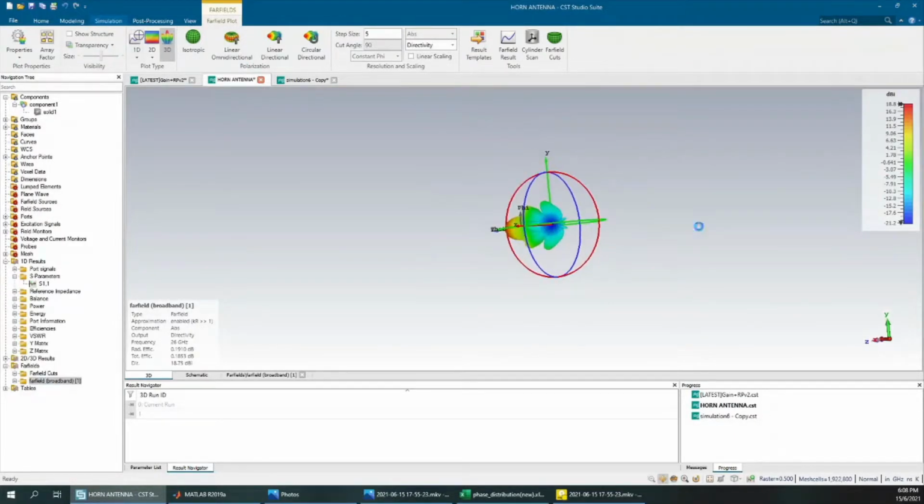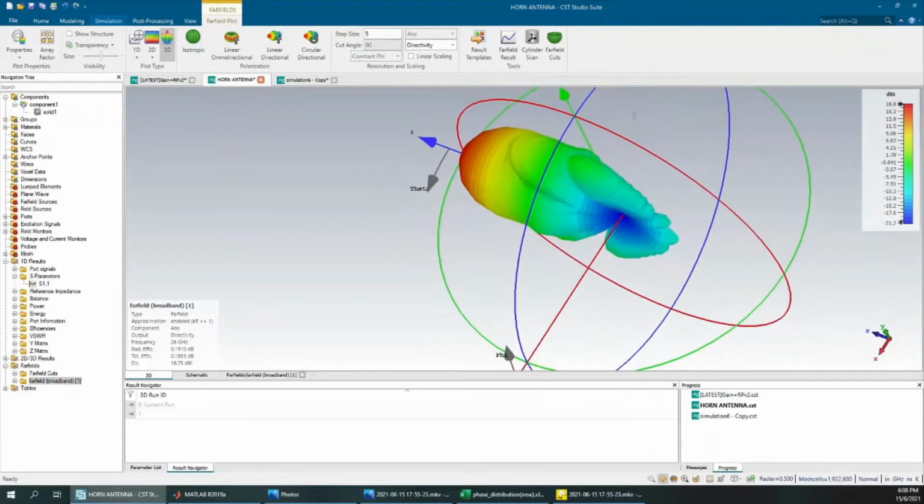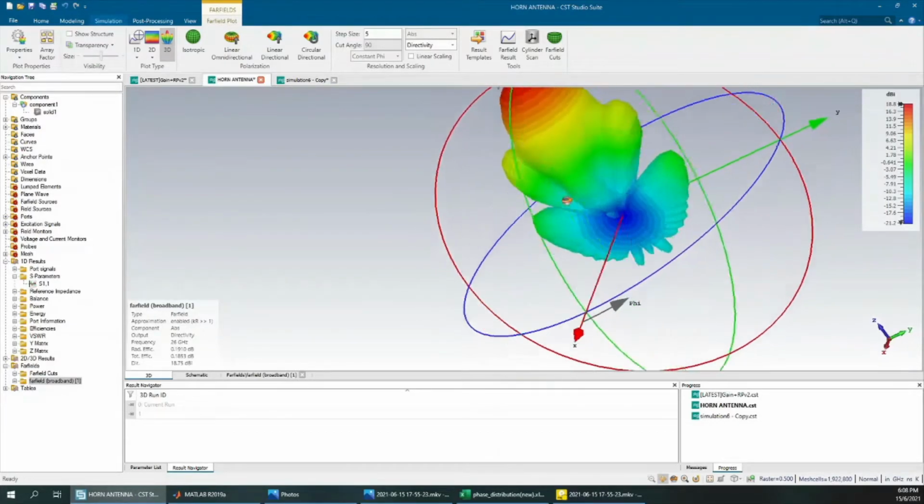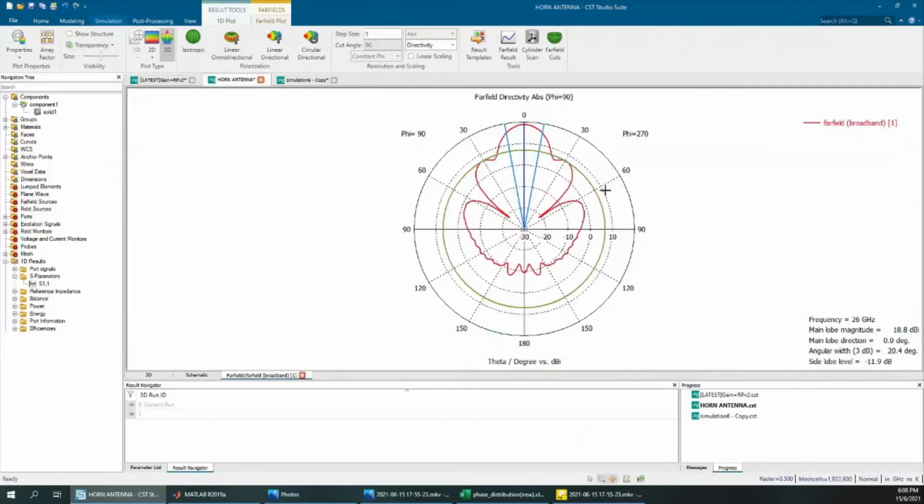Come to the 3D radiation pattern first. And here will be the 1D radiation pattern.